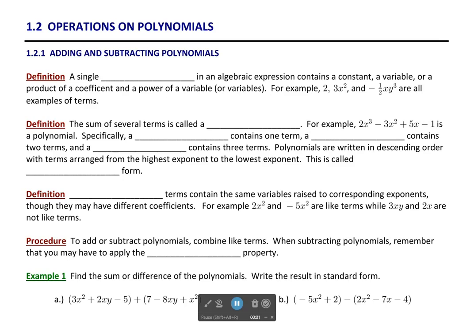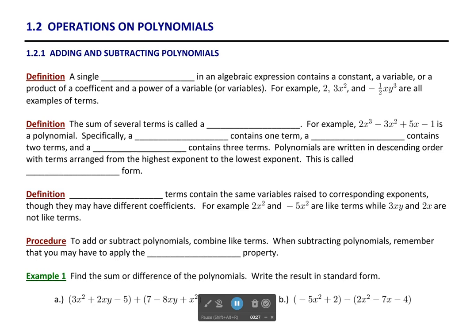Now that we are familiar with algebraic expressions, we'll focus our attention on a specific type of algebraic expression called a polynomial. In section 1.2, we'll examine operations on polynomials, including addition and subtraction, rules of exponents, and multiplication with the distributive property and FOIL. In this video, we're going to focus on adding and subtracting polynomials.